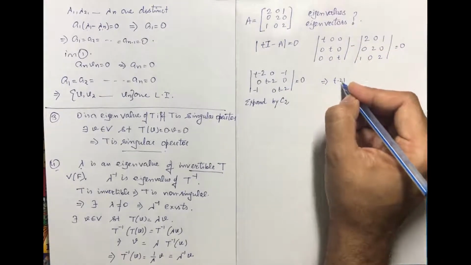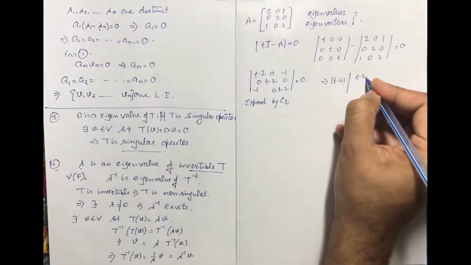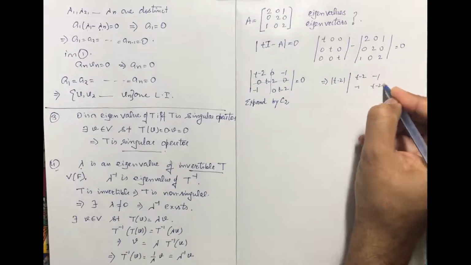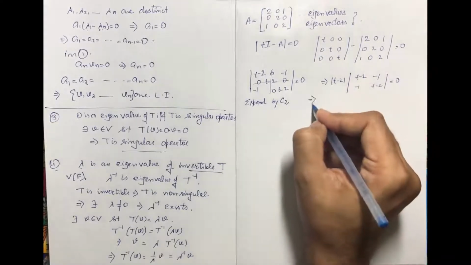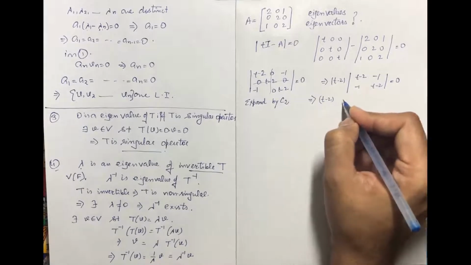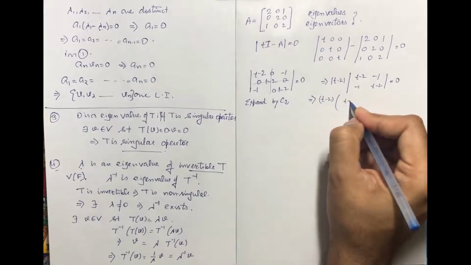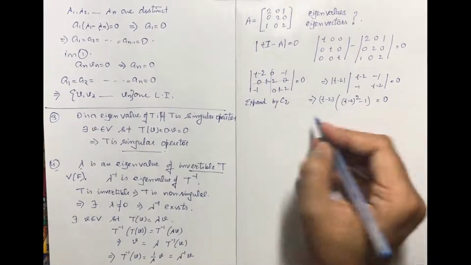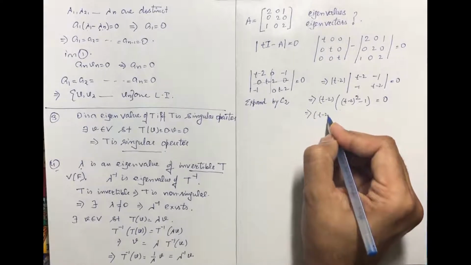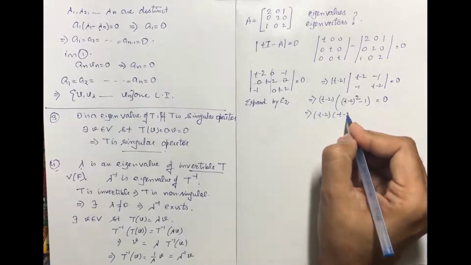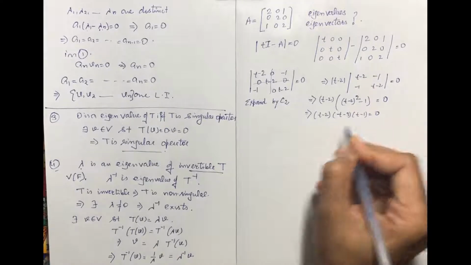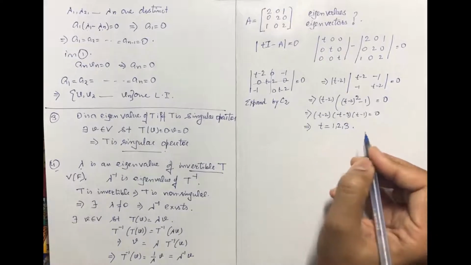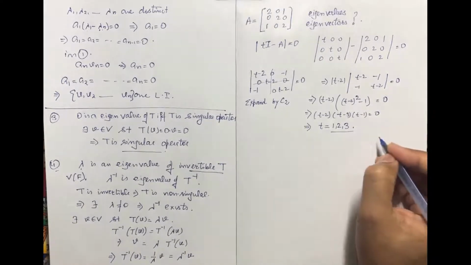t minus 2 times (t minus 2) minus 1 times (t minus 2), which implies (t minus 2) times ((t minus 2) square minus 1). So applying a square minus b square here, (t minus 2)(t minus 3)(t minus 1), which implies t is 1, 2, 3, which are the eigenvalues of A.